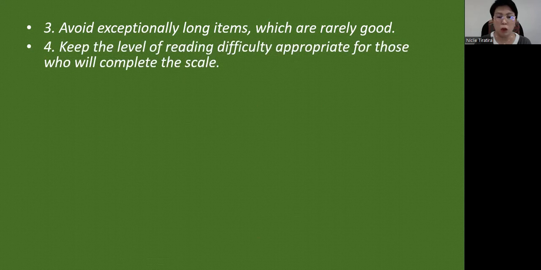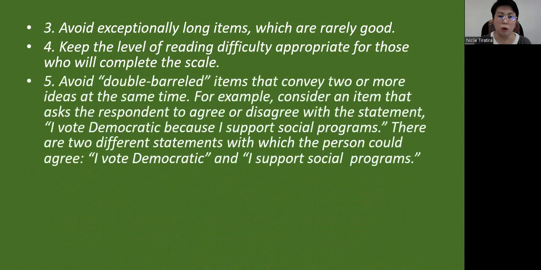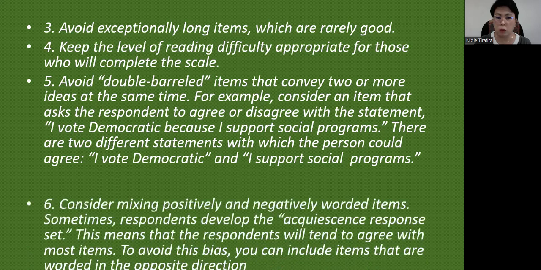So if you choose to write an item for a 5-year-old or most probably a 9-year-old child, you try to use words that are appropriate for them. Now, for number 5, avoid double-barreled items that convey 2 or more ideas at the same time. For example, consider an item that asks the respondent to agree or disagree with the statement, I vote Democratic because I support social programs. There are 2 different statements which the person could agree with, and these are 2 ideas: I vote Democratic and I support social programs.